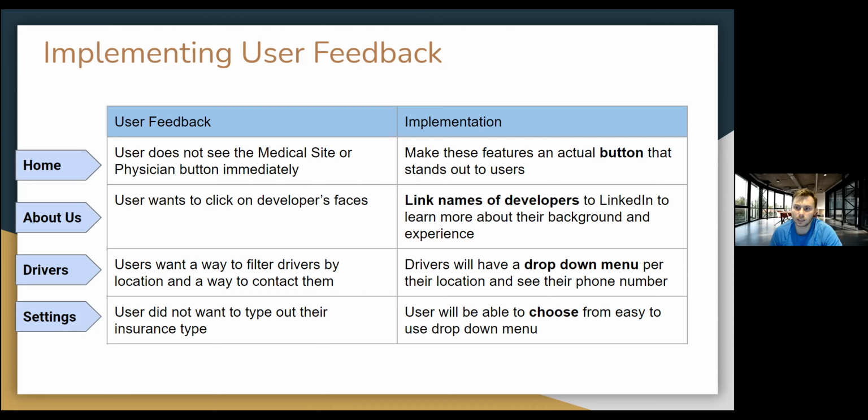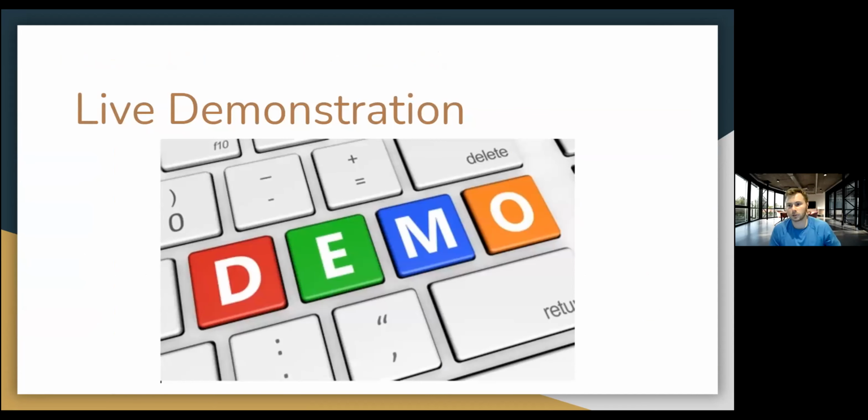The way we did this is we used a drop-down menu as well as a table to be able to see their location and their phone numbers. In the settings, people did not want to type out their insurance type, so we allowed them to choose from an easy-to-use drop-down menu. I'll let Alana show and demonstrate some of these different ideas, but Alana, take it away.